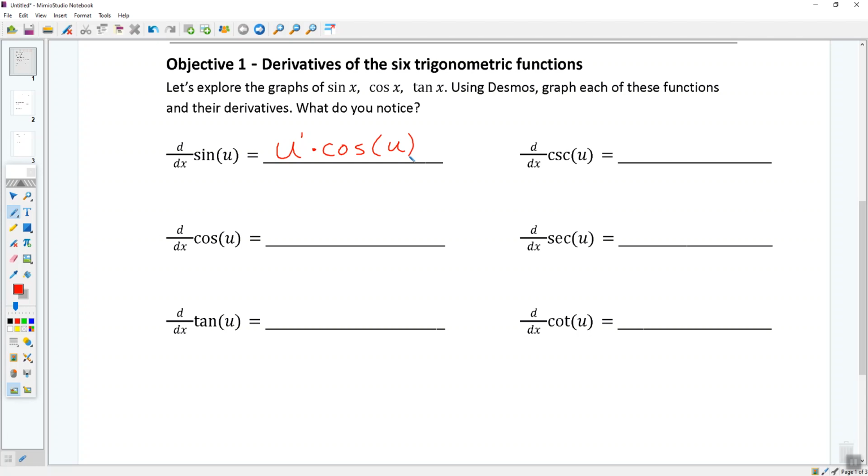All right? And the next one I'm going to tell you right here is this. The derivative of the cosine is u prime times the negative sine of u. Okay? So I just kind of want to talk about that one up there. What does it say the derivative of the sine is?